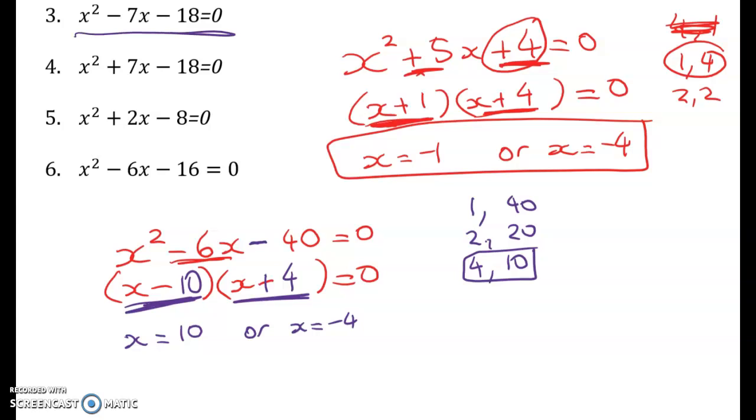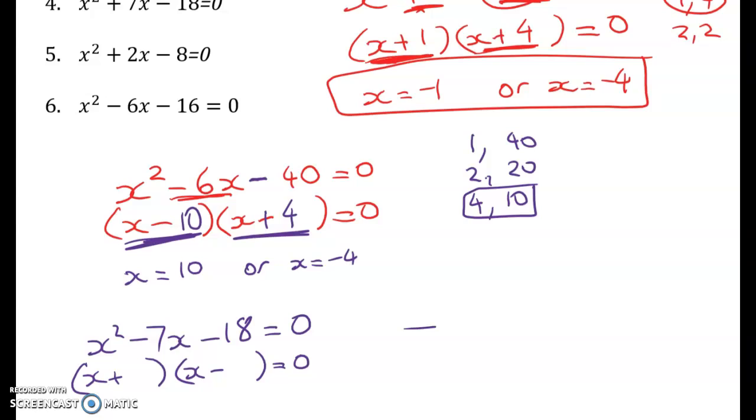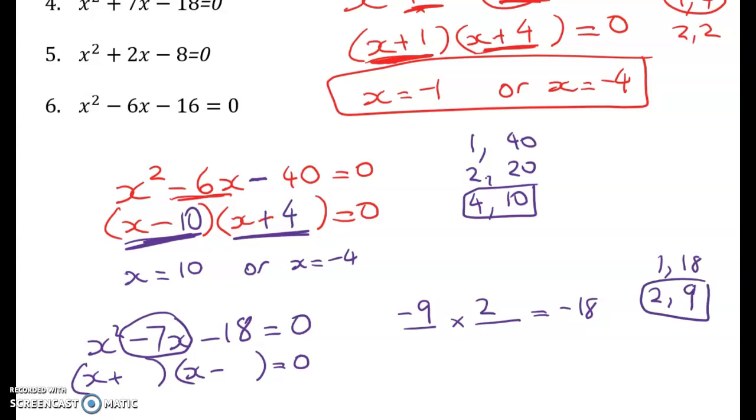Number 3, x squared minus 7x minus 18 is 0. The sign pattern means that I'm going to have a plus and a minus. I need the two numbers multiplying to give me negative 18, so I'm looking for a positive and a negative, and I want a gap of 7. So it's going to be negative 9 times 2. Factors of 18: 1 and 18, 2 and 9. So we can see we've got the right gap here. The gap is 7. And we need to take away 9x plus 2x.